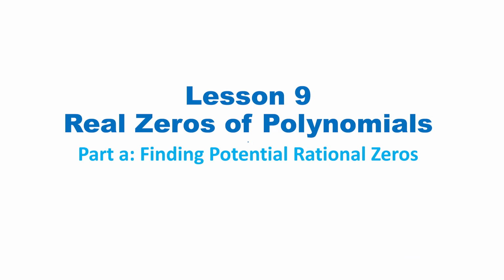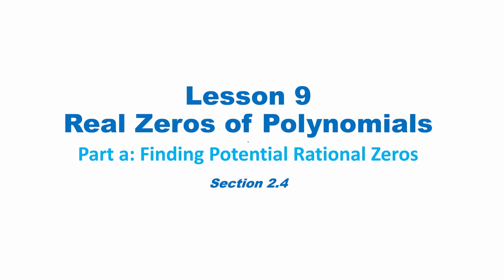Lesson 9 is all about finding real zeros of polynomials. We begin by finding potential or possible rational zeros. Until now, we've been given a starting zero to help us find the zeros of a polynomial. Now we'll actually learn how to discover that starting zero on our own.